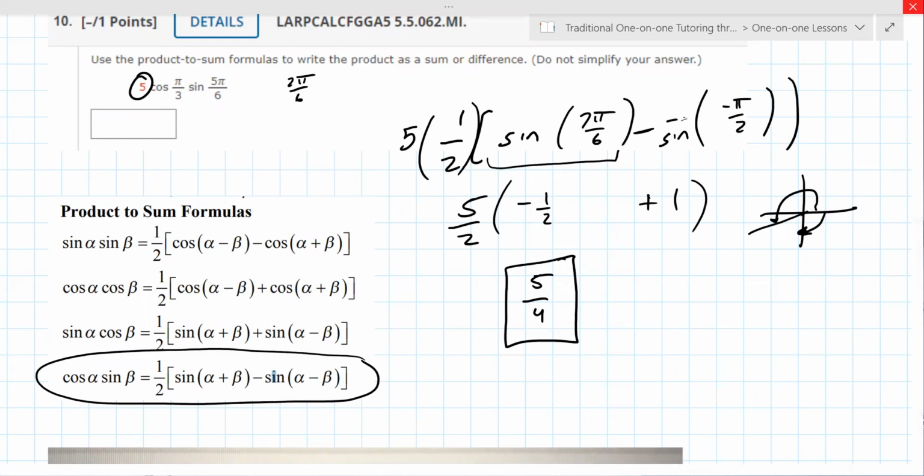It says it's wrong, which I don't understand. I feel like I've done everything. Cosine, sine, we add them. Oh, it says do not simplify. So leave it as is.